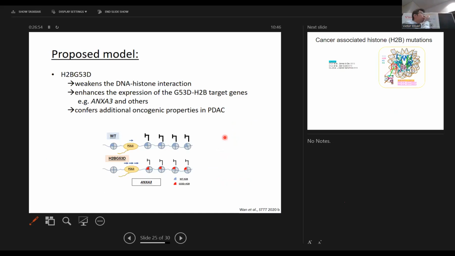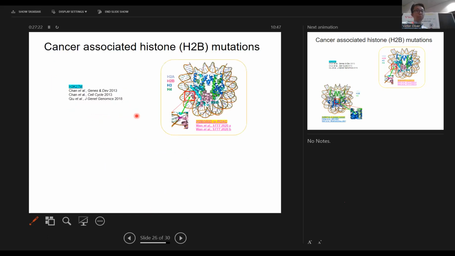So we propose a model. The mutation weakens the DNA-histone interaction, which enhances the expression of the H2B G53D target genes, such as ANXA3 and possibly others. So this confers additional oncogenic properties in PDAC. High expression of ANXA3, as a consequence of the increased transcription of the gene in the mutant cells, will lead to other oncogenic properties in PDAC.